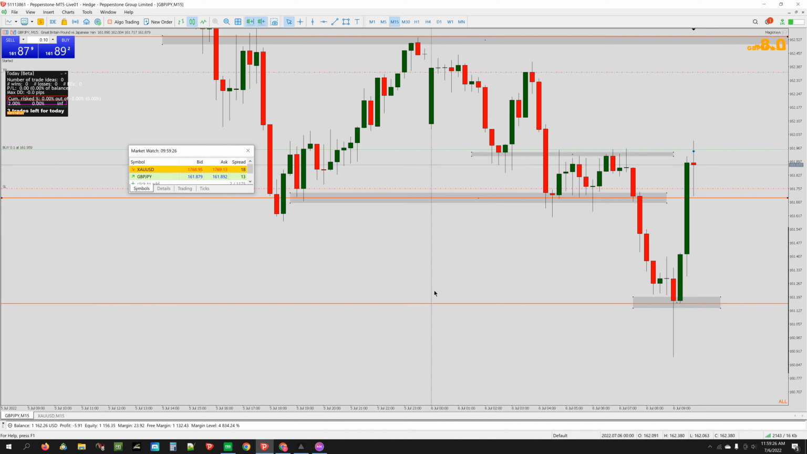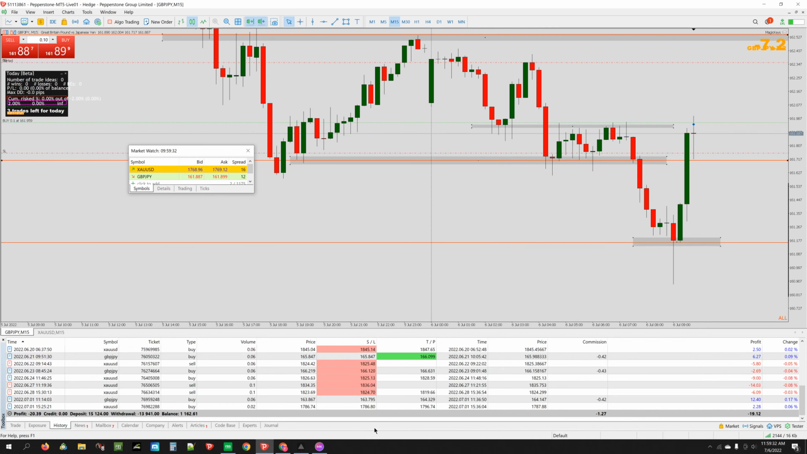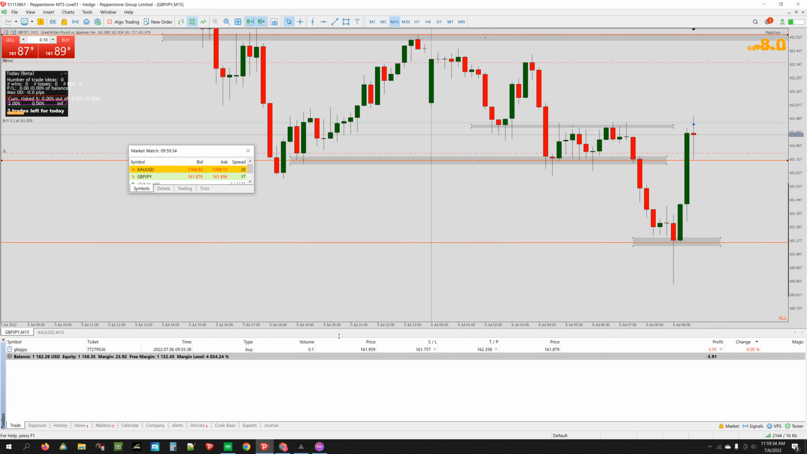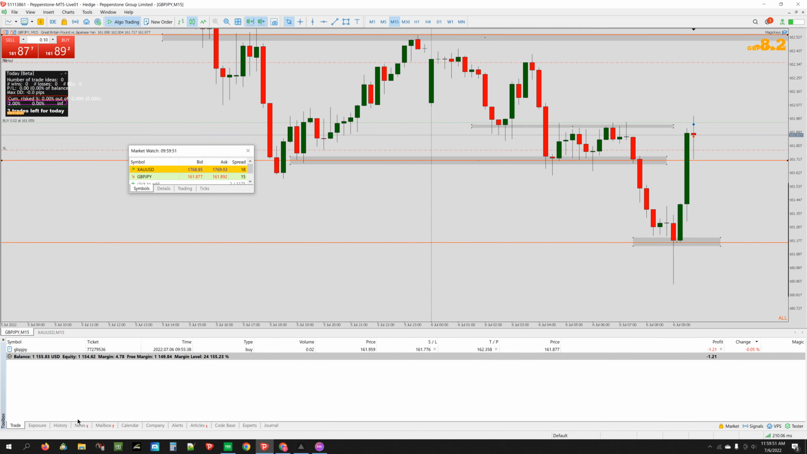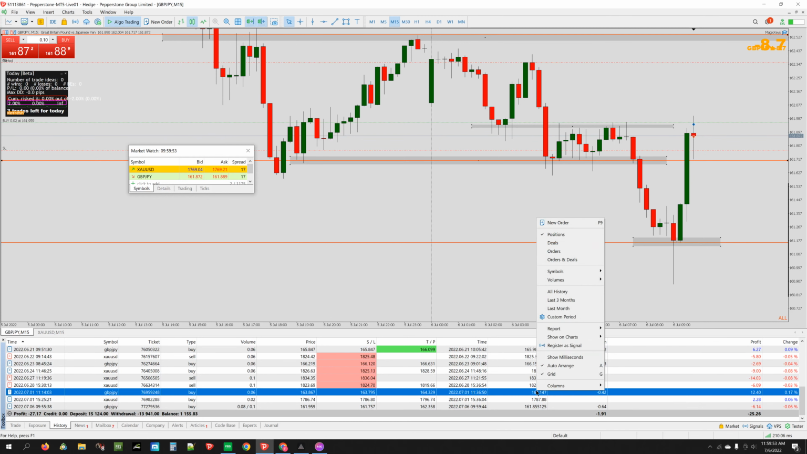So at this point I have closed most of... Oh my man, this is not working. The magic. Okay. There is no point of holding this trade for now because of a number of reasons.